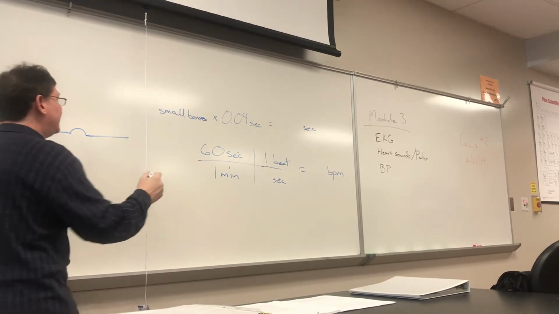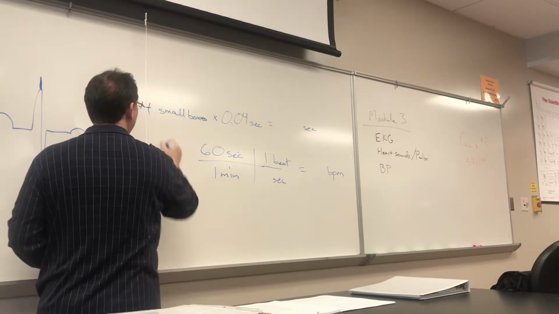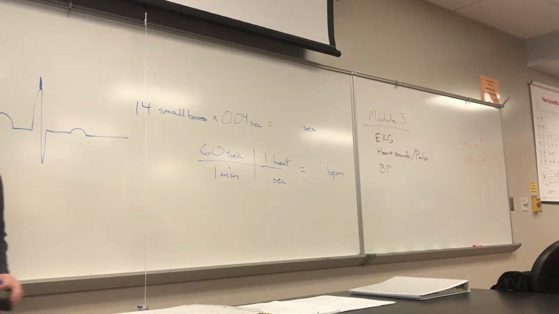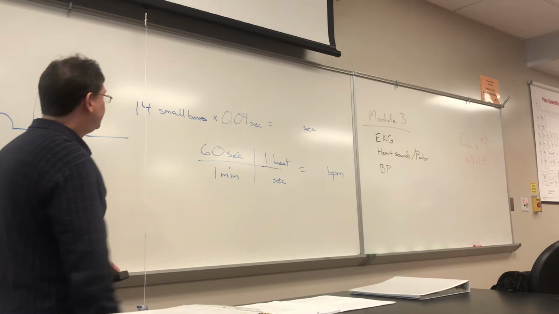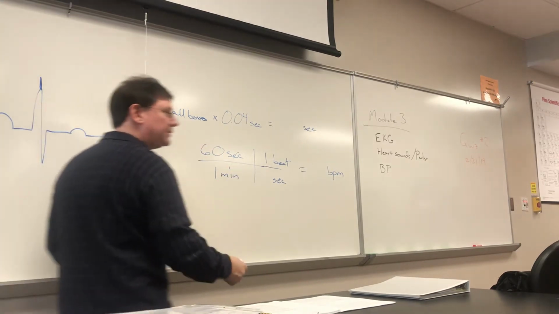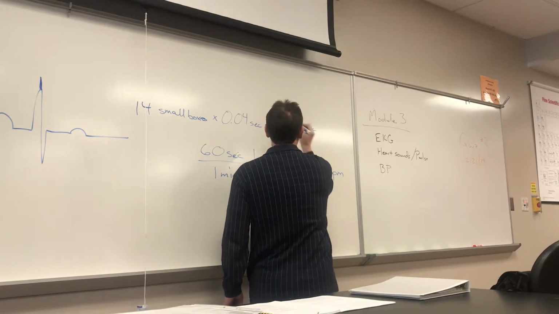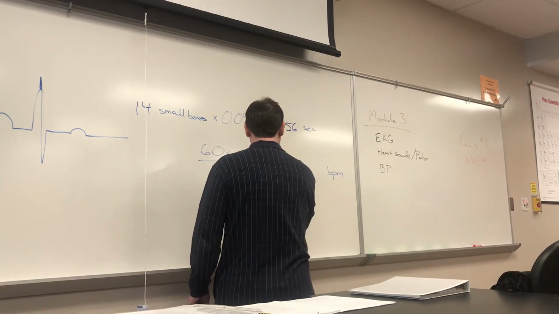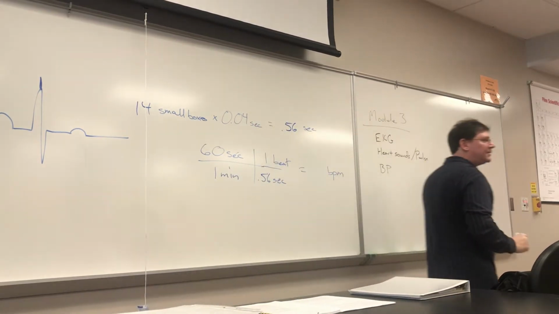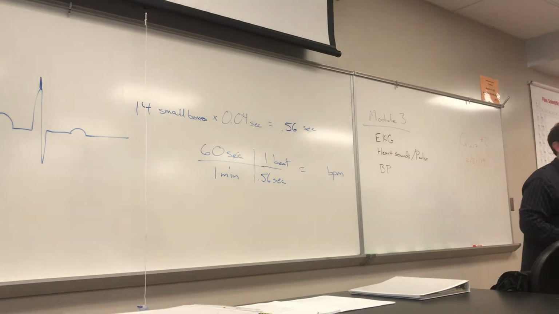How about if we did 14 small boxes? Let me calculate. 14 times 0.04 is 0.56. They're going to be out of normal range, right? 60 divided by 0.56 should be over 100. 107.